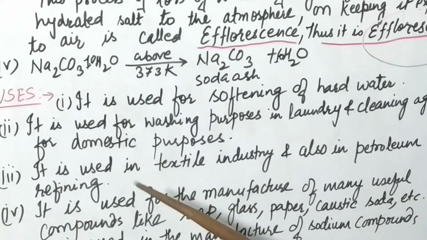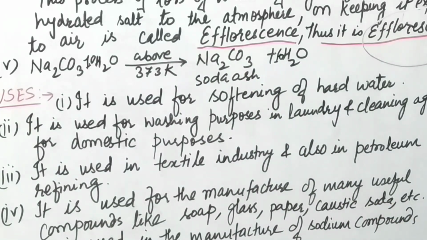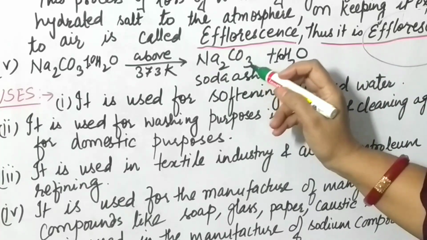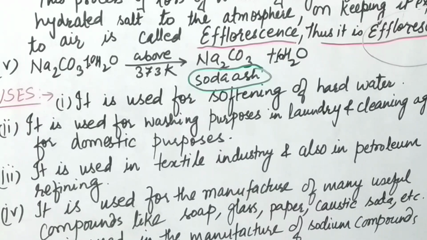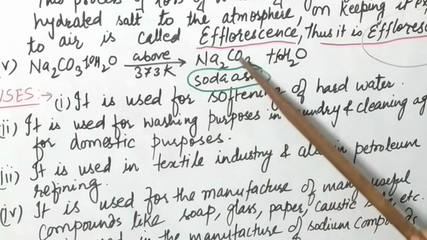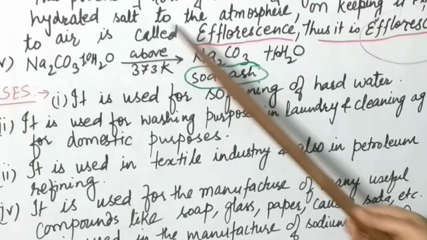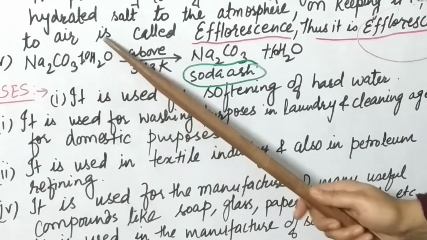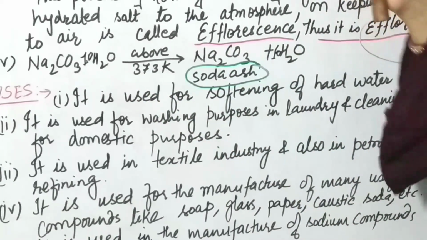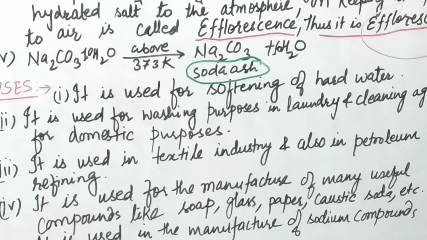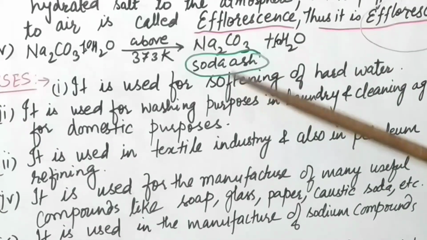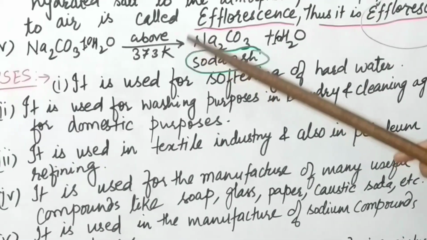If you raise the temperature, then only the water molecules will escape from the compound, otherwise it will remain as it is. So from the exam point of view, what you have to remember is the term soda ash. Sometimes they ask in the exam, what do you mean by soda ash? Soda ash is nothing but what forms due to liberation of water molecules from washing soda. So it forms soda ash. These are all the properties, and I hope you have understood properties and preparation.